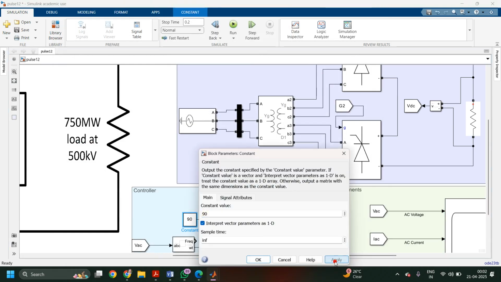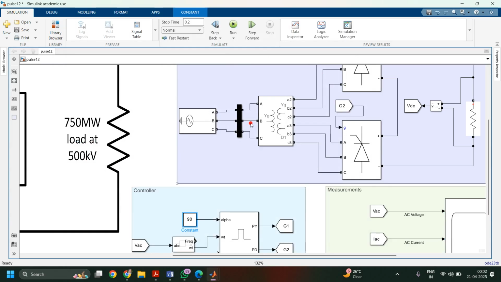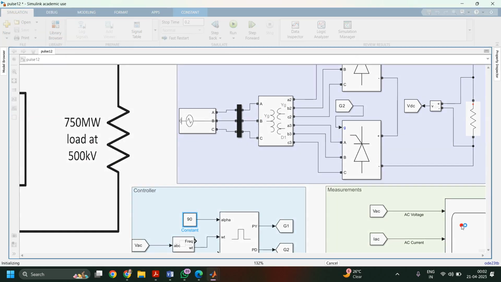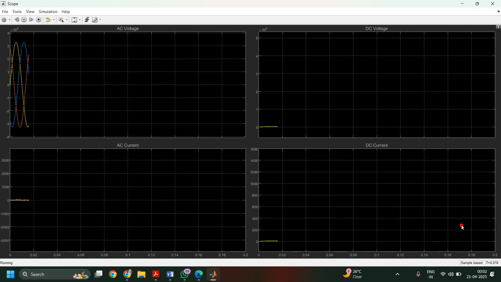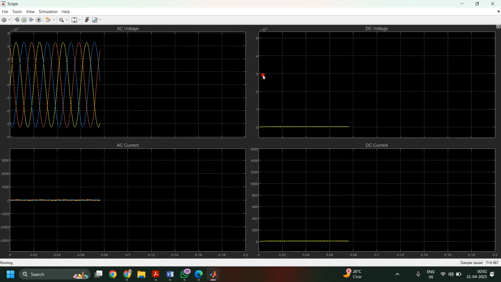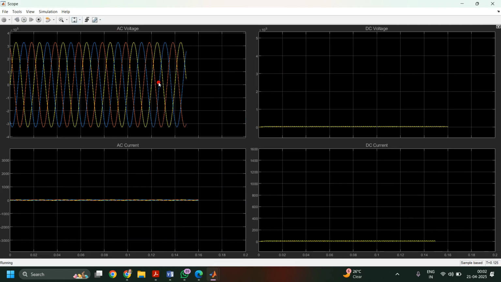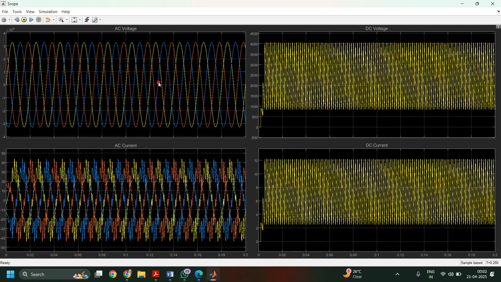Let us have the angle equal to 90 degree. Now we'll keep this firing angle equal to 90 degree. Run this simulation. So you can observe here the DC voltage is almost 0 volt and the current is also 0. So the AC current is very distorted and there is no exchange of power because the firing angle is equal to 90 degree. The voltage at the DC side becomes almost 0. It is not exactly 0, it is almost 0, as compared to the kilovolt range.